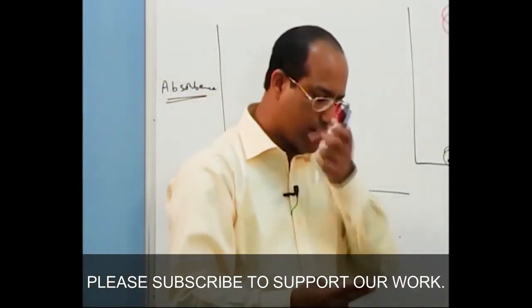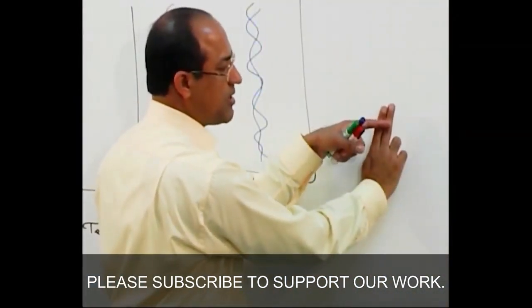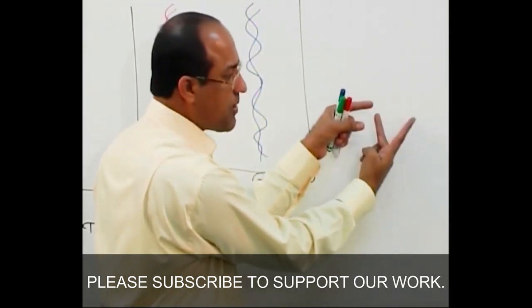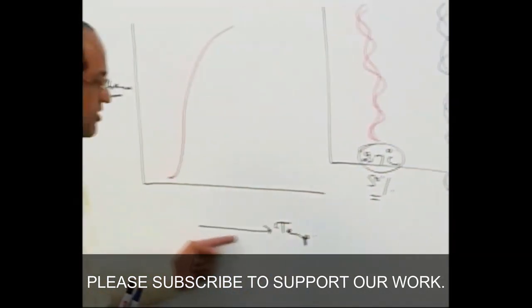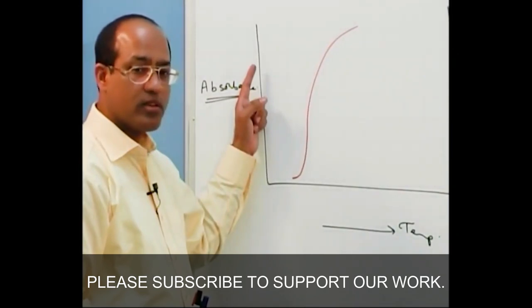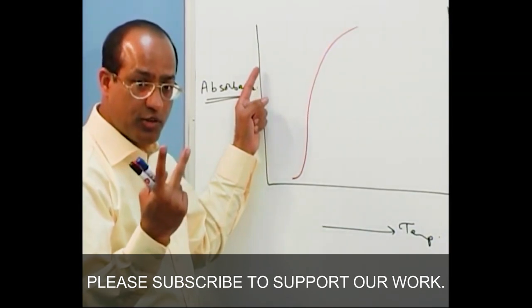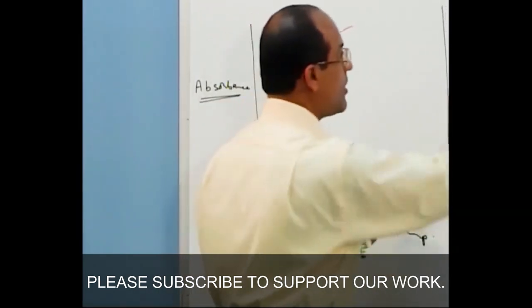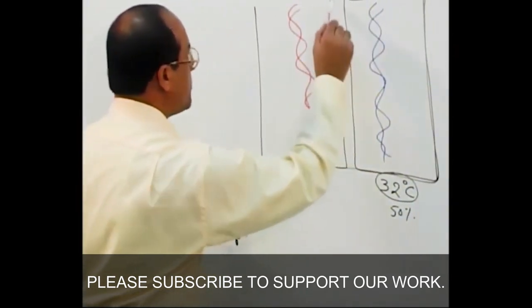Let's suppose these are my two fingers and if light is coming from here, they are absorbing less light. But if they become separate from each other, they will absorb more light. So, as you keep on increasing the temperature, light absorbed by the DNA solution will increase because it is converting from double strand into single strand. Now these are two different beakers. In one beaker, we put the red and in another beaker, we put the blue.